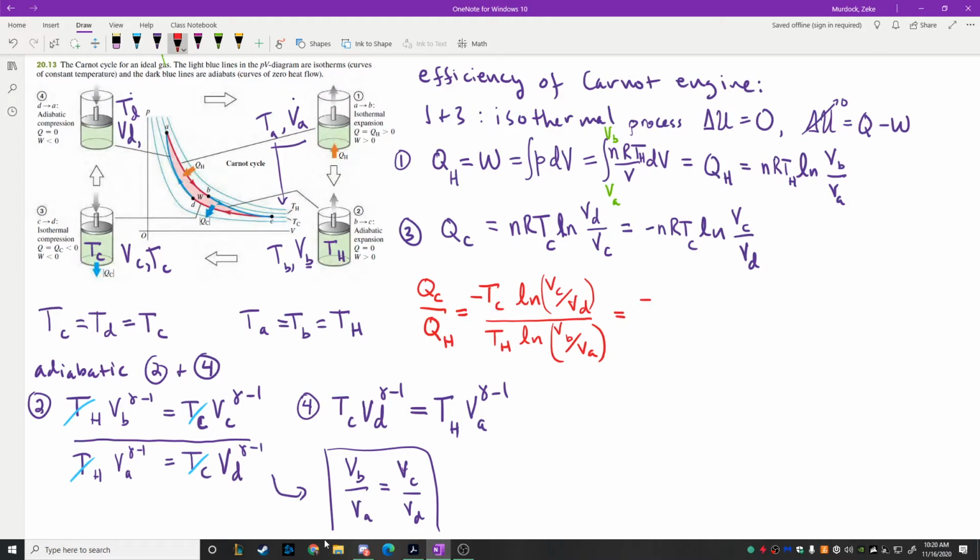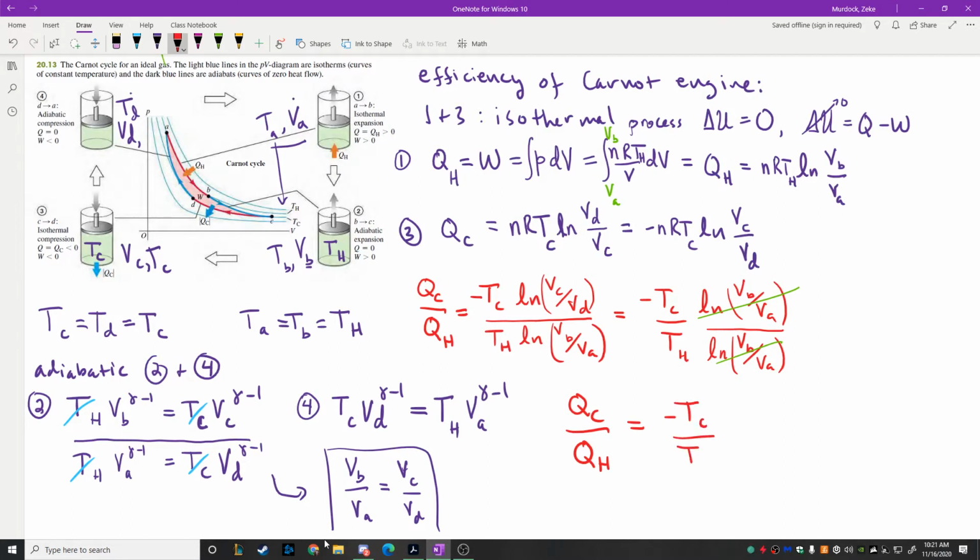So this tells us then that we get basically negative Tc over Th, and then the log of Vc over Vd can be written as just the log of Vb over Va. It kind of shows you why we pulled the negative sign out earlier, just so we get the same ratio in both cases. So now all of those cancel out, these and these, and we're just left with a really simple result, which says that QC over QH is equal to negative TC over TH.